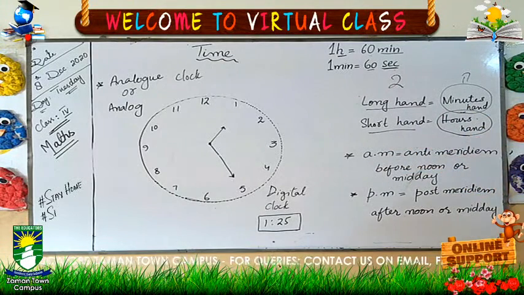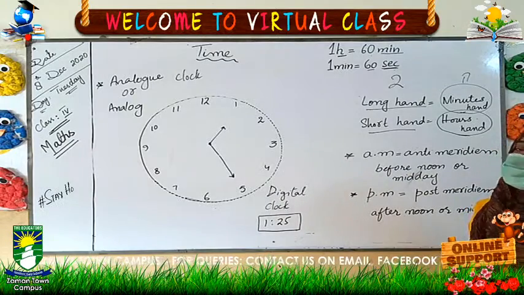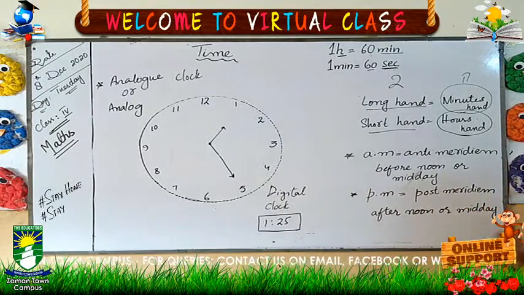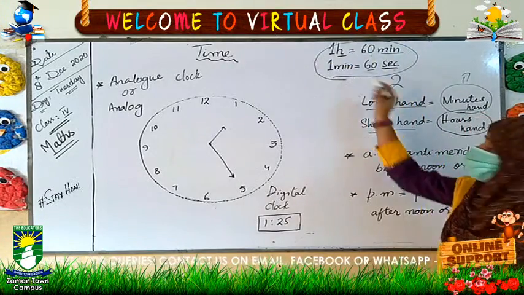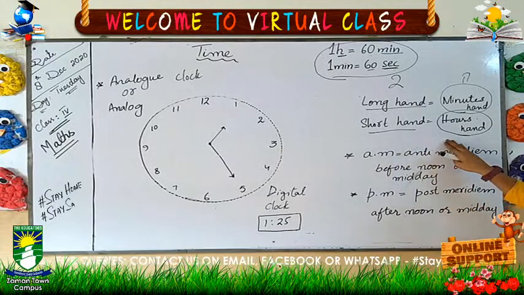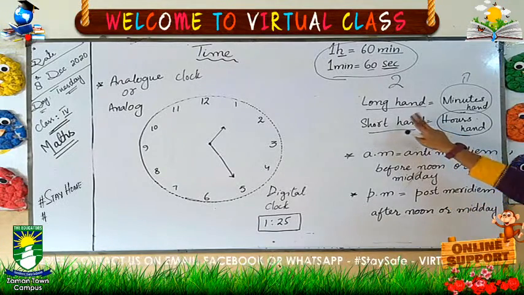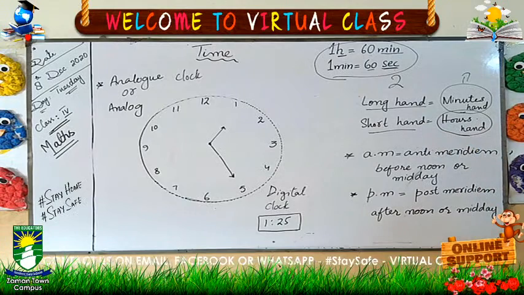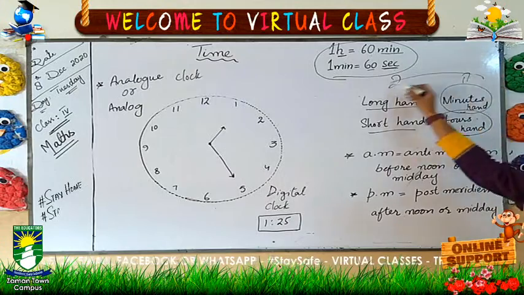I have told you how many minutes are in 1 hour and how many seconds are in 1 minute. And next we have learned about the hands of a clock. Two hands, long and short. Long for minutes, short for hours.